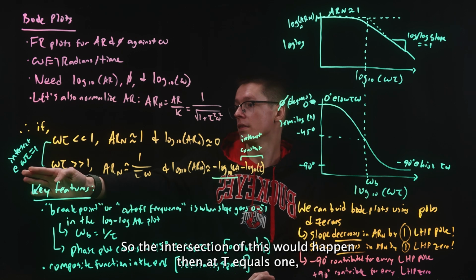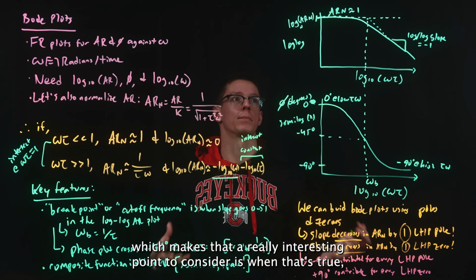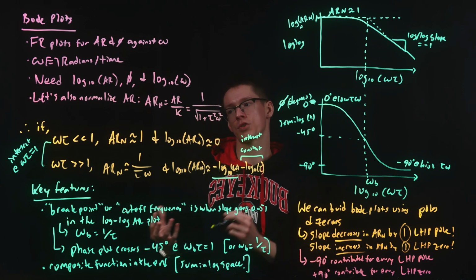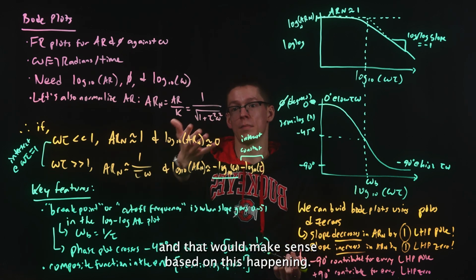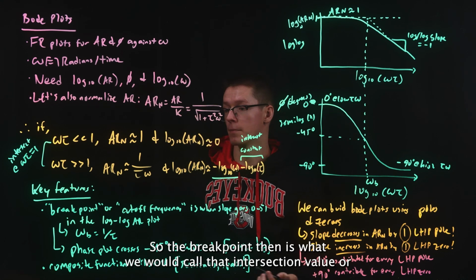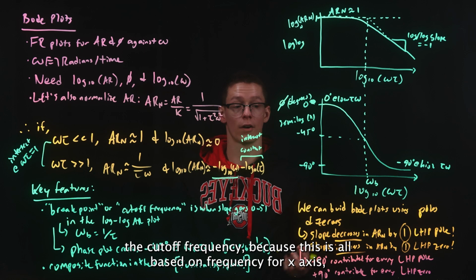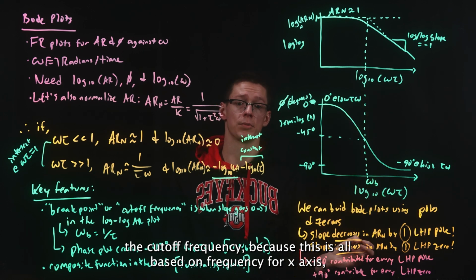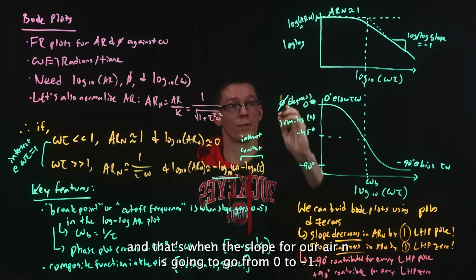So the intersection of this would happen then at WT equals 1, which makes that a really interesting point to consider. When that's true, these terms must end up being equal, and that would make sense based on this happening. So the breakpoint is what we would call that intersection value, or the cutoff frequency, because this is all based on frequency for our x-axis. And that's when the slope for our ARN is going to go from 0 to -1.